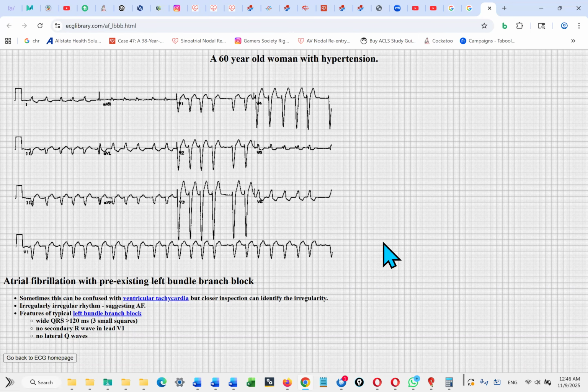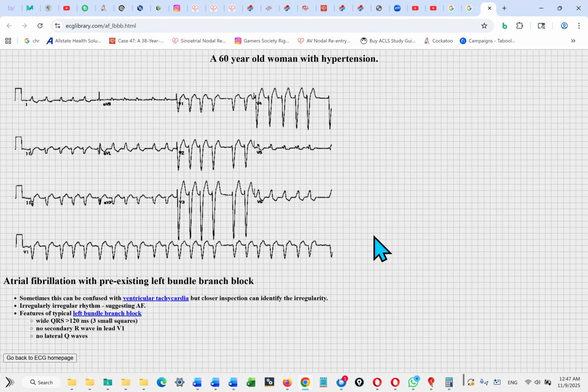So here we don't really see P waves. There are no P waves at all. This isn't atrial flutter, because flutter is always regular. It has a nice looking sawtooth pattern. And if there's aberrant conduction, it will be flutter with a 2-to-1 block or 3-to-1 block or 4-to-1 block, whatever. A 2-to-1 block is very common.